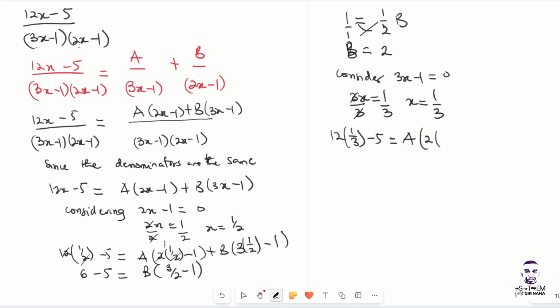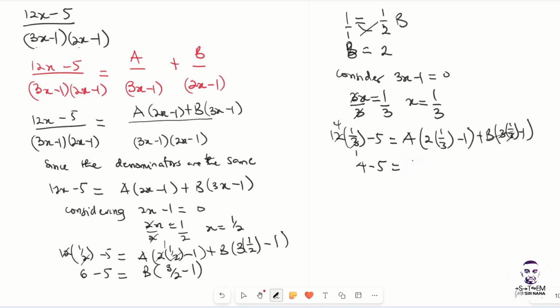We have 2 multiplying 1 over 3 minus 1. And we have plus b, right? 3 multiplying 1 over 3 minus 1. So we see that this cancels this. We will have 1 minus 1. So the b goes away, right? So 3 will go here 1, 3 will go here 4. So we have 4 minus 5, right?